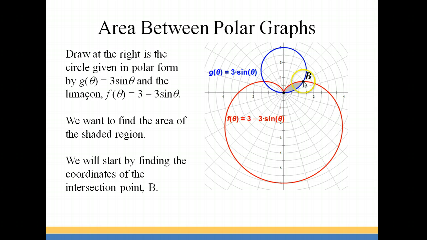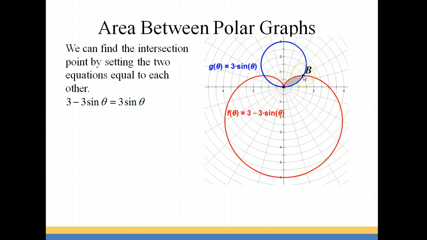We're going to start by finding the point B. We can find the coordinates of point B because it's the intersection of the two graphs. So we'll just set the two equations equal to each other. Our first step, we're going to bring 3 sine theta over to the right side. So we have 3 equals 6 sine theta, or 1/2 equals sine theta. Then we're going to solve for the angle, which gives us pi over 6 and 5 pi over 6.